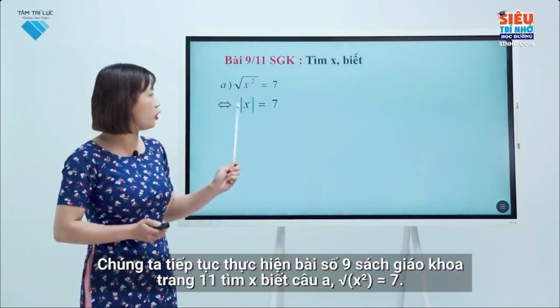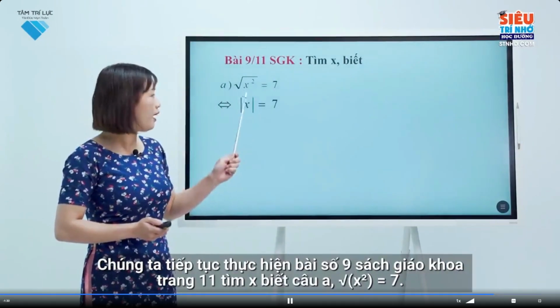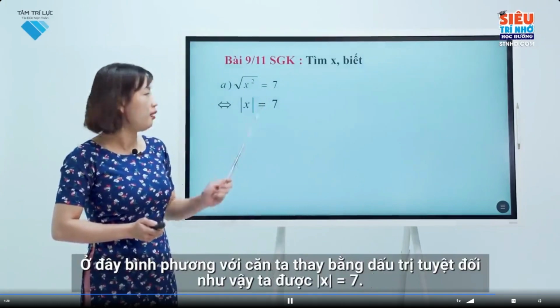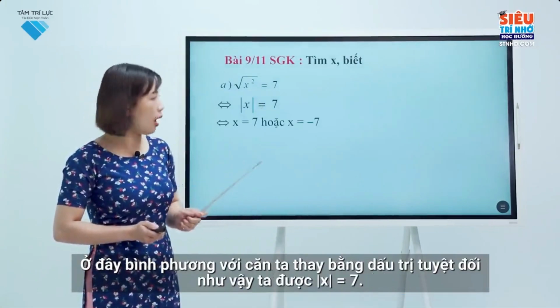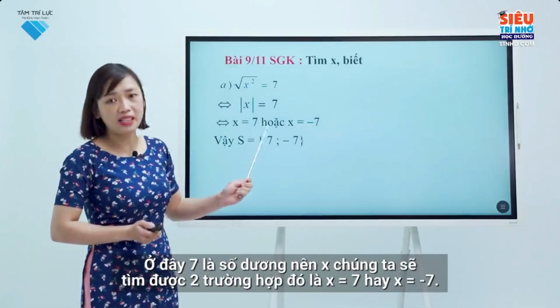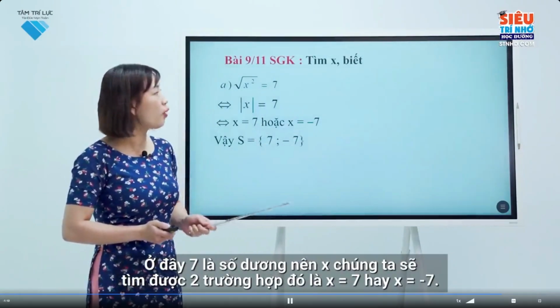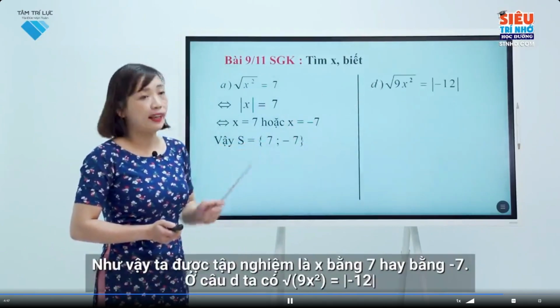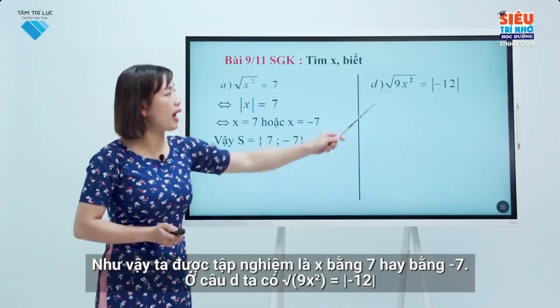Find x knowing that the square root of x squared equals 7. Here, the square with the radical sign changes into the absolute value sign, so we get the absolute value of x equals 7. Here, 7 is a positive number, so we will find two situations: x equals 7 or x equals negative 7. So we get the solution set S equals 7, negative 7.